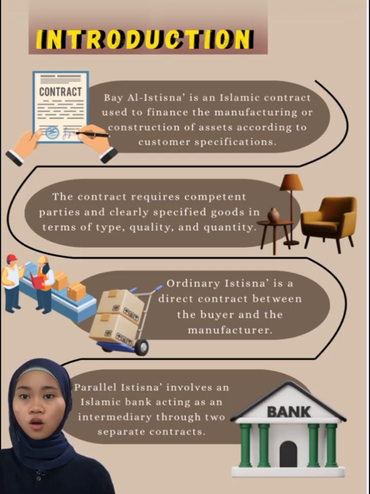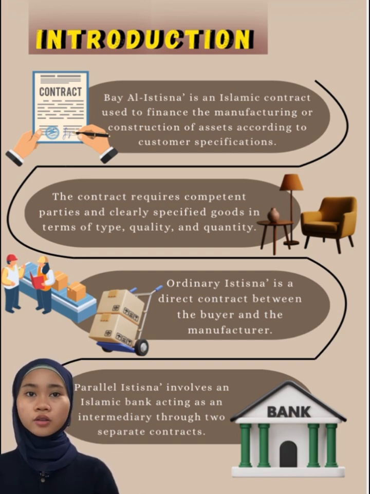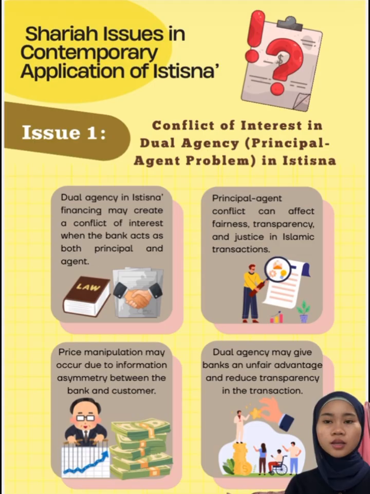There are two types of istisna, namely ordinary istisna and parallel istisna. Ordinary istisna involves a direct agreement between the customers and the manufacturer. In contrast, parallel istisna involves an Islamic bank as an intermediary. Maybank Islamic applies parallel istisna in financing construction, infrastructure, and manufacturing projects.